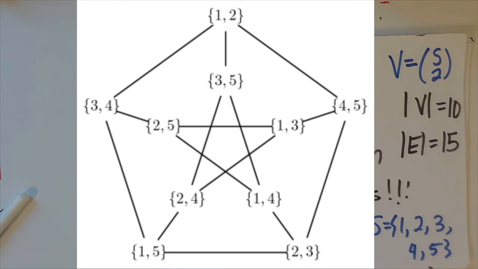Well, then you have to describe the rule. What is the rule for deciding whether there's an edge between 2 subsets or not? And we've decided here that there's an edge between 2 subsets if and only if those 2 sets have empty intersection. So, for example, at the very top, the subset 1, 2 is connected to 3 things. It's connected to 3, 4, 3, 5, and 4, 5, because those are the 3 subsets of 1, 2, 3, 4, 5 with 2 elements that do not intersect 1, 2.